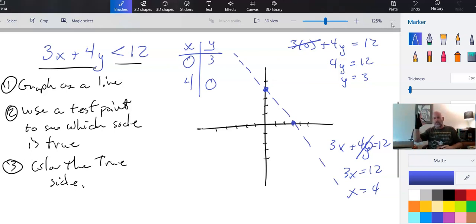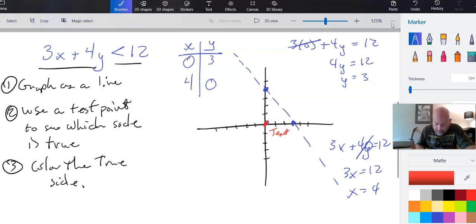It's kind of like using the square and the round bracket, right? Use a square bracket when there's an equal to, use a round bracket when there isn't an equal to. It's the same thing. So we have a dashed line now, and now we have to decide which side of this is true. Fortunately for us, the point 0, 0 is available for a test point.